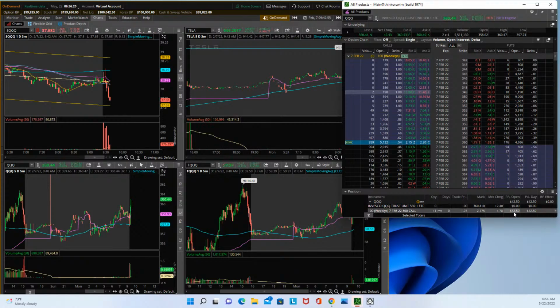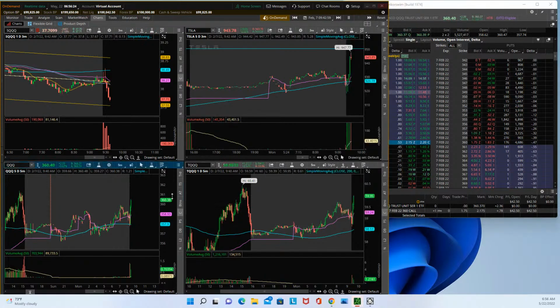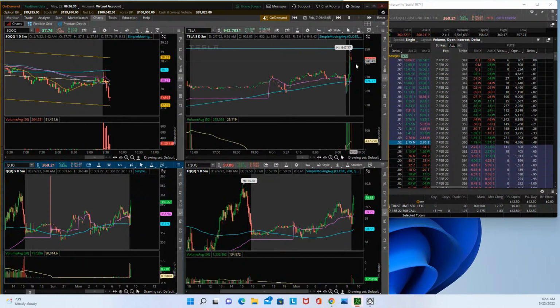There it is, $42. That's very nice. 360. Here we see a little bit of reversal. Active trader. Come on. Can we see a nice even 350?